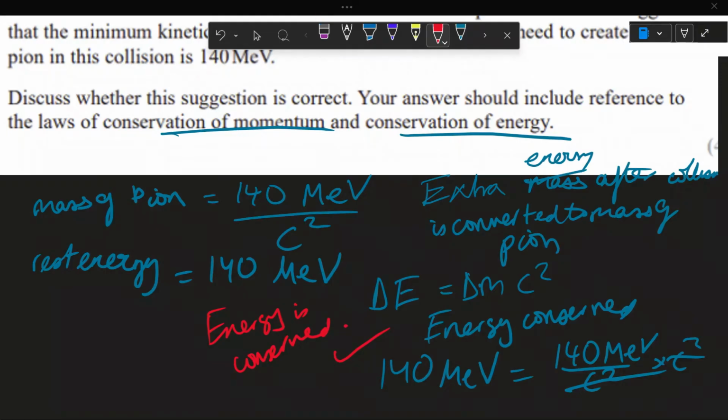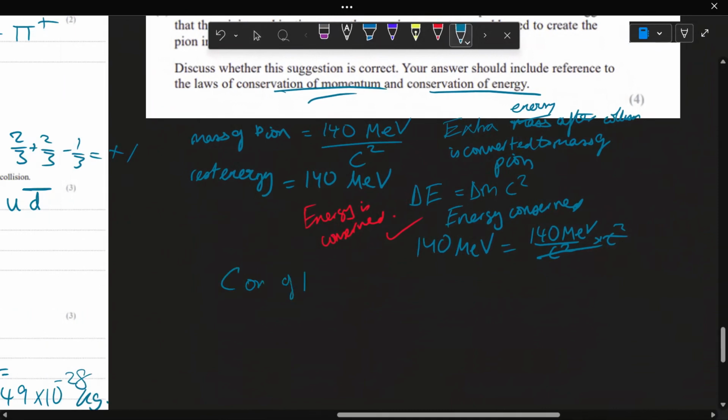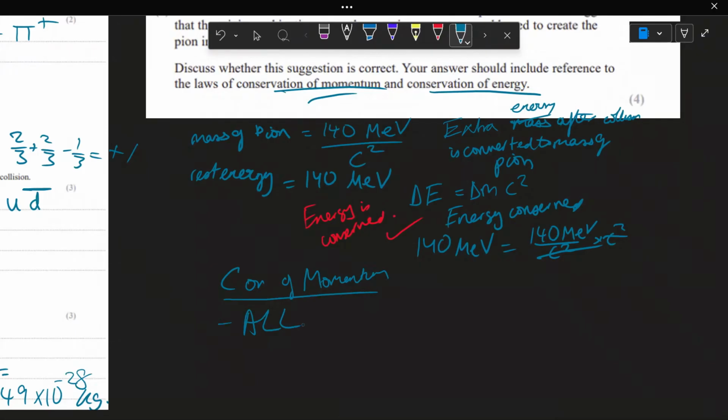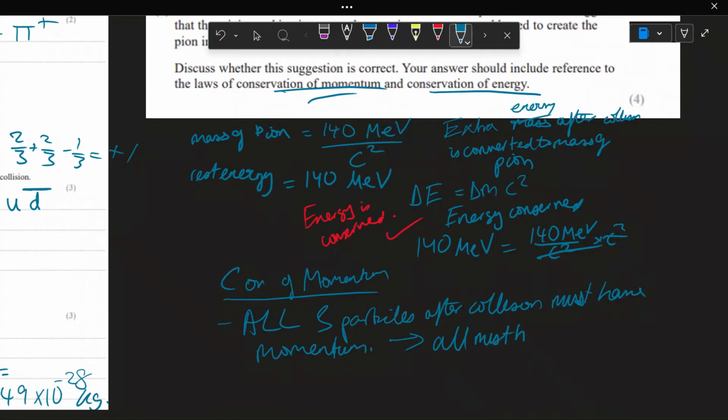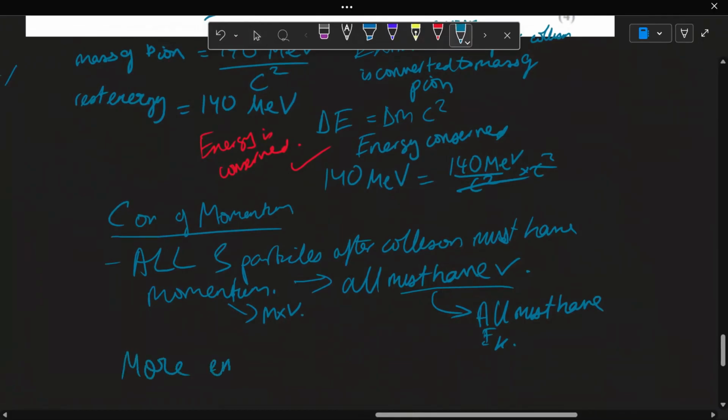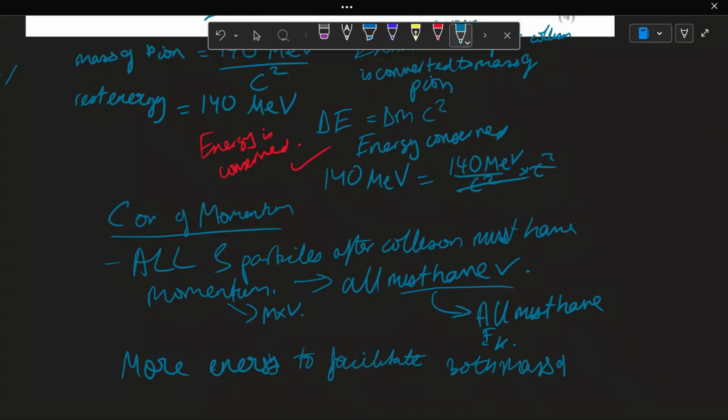However, if we look at conservation of momentum, for momentum to be conserved, all 3 particles after the collision must have momentum, right? That means all of them need to have velocity, as momentum is mass times velocity. If they all have velocity, then they all must have kinetic energy. So there needs to be more energy to facilitate both the mass of the pion and the kinetic energy of the particles, such that momentum is conserved.